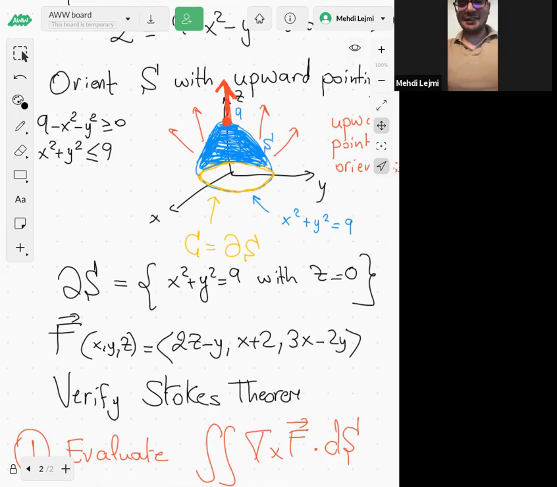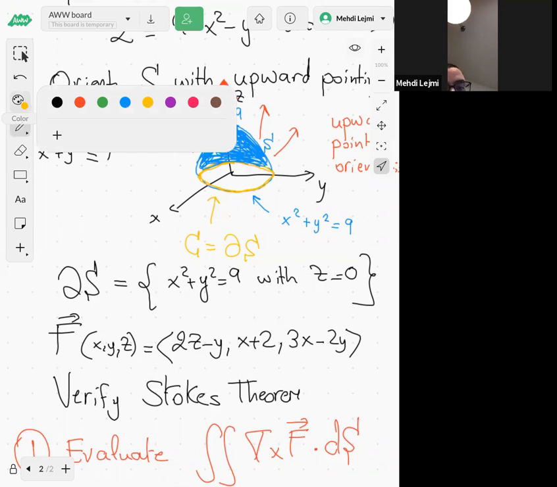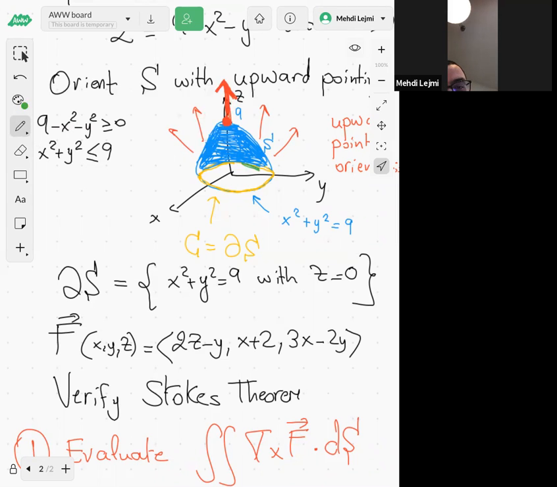Anyway, in this case, because it's upward, the orientation of the curve C would be this one here. Let me just change the color. One second, guys. It's counterclockwise. All right, guys, I'm sorry, again, I'm running over time. I haven't finished the example here. We need to evaluate the line integral of F along the boundary and compare with the double integral of the curl of F. Anyway, we're going to continue this example next time.